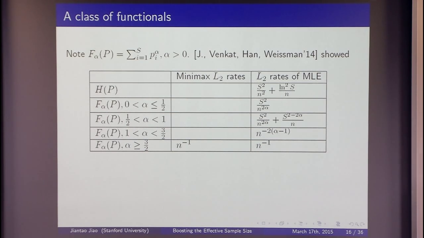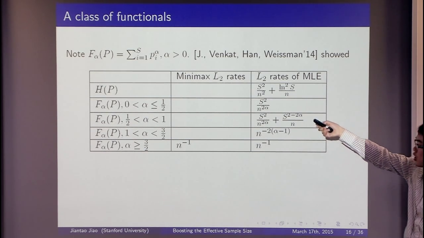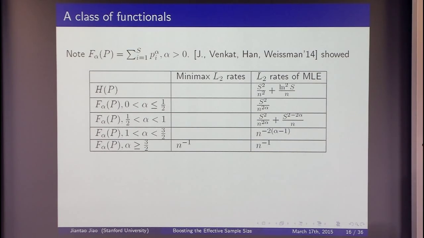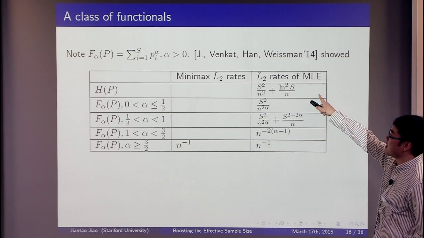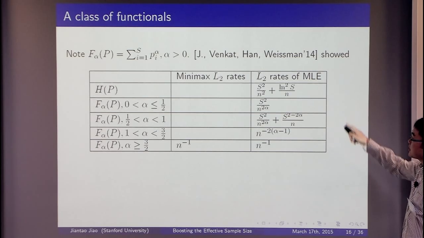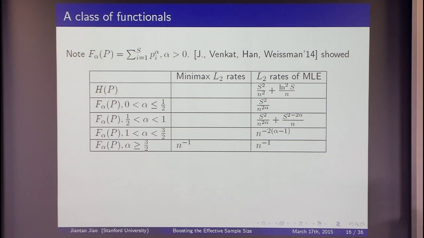Now here are some mathematical results. We don't have time to discuss too many details. So F alpha, remember, is this. And here are the L2 rates of the MLE for all classes of functionals we considered. Hopefully you still remember the first one, the entropy we showed before. There are two terms. Whenever there are two terms, the first term corresponds to the squared bias, and the second term corresponds to the variance. We actually obtained both upper and lower bounds, so it's an exact characterization of the maximum rates of the MLE.